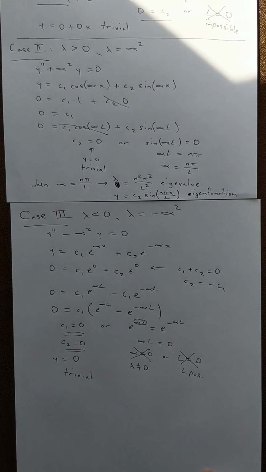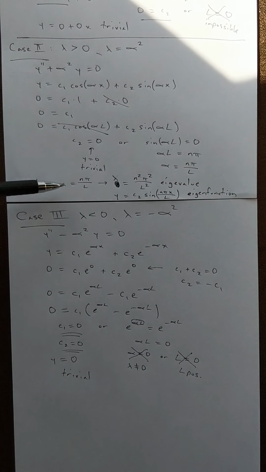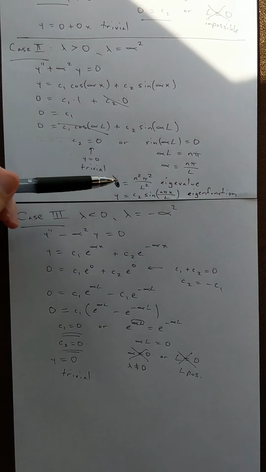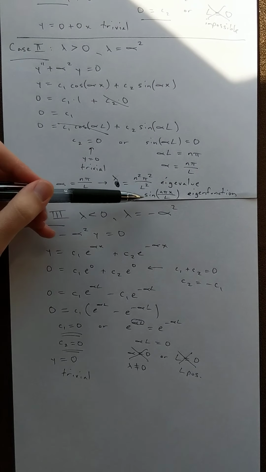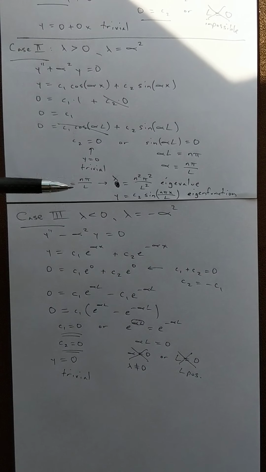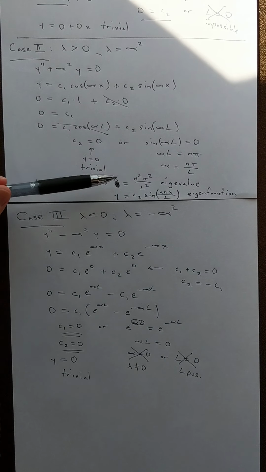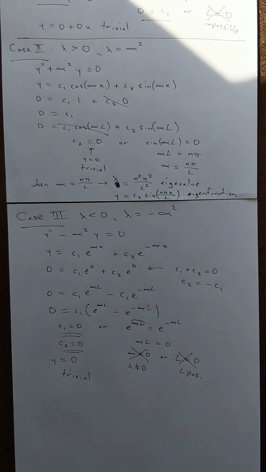Okay, so we have a lot of trivial cases. The only cases that weren't trivial were when alpha happened to be n pi over L, and so lambda is n squared pi squared over L squared. Those are the only eigenvalues, and these are the corresponding eigenfunctions. Everything else is going to be trivial. So if you want to solve a differential equation that has a non-zero solution, it has to be the differential equation with this lambda, and this is going to be the corresponding solution.